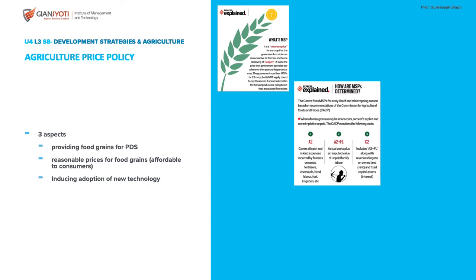Now, how the government fixes the MSP is worthwhile to consider. You know, the Kharif and Rabi, the rice and wheat season.